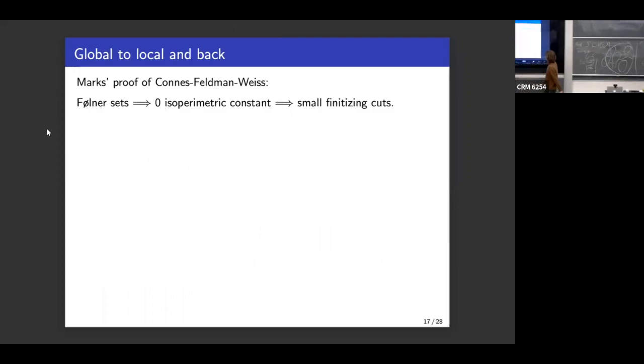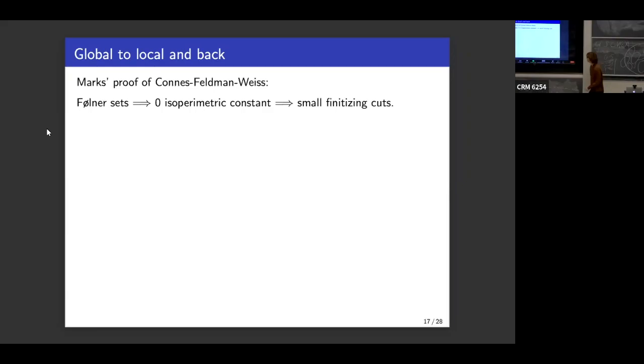And our strategy is going to be to adapt Andrew Marks's proof of the Sullivan-Weiss-Wright theorem. So maybe this is also what the original proof did, but I haven't read that one. I've read Marks's proof. So I'll assume he did something different. But if I don't care about the connected finitizing cuts, if I just want to find small finitizing cuts that may or may not be connected, what's the strategy for this group going to be?